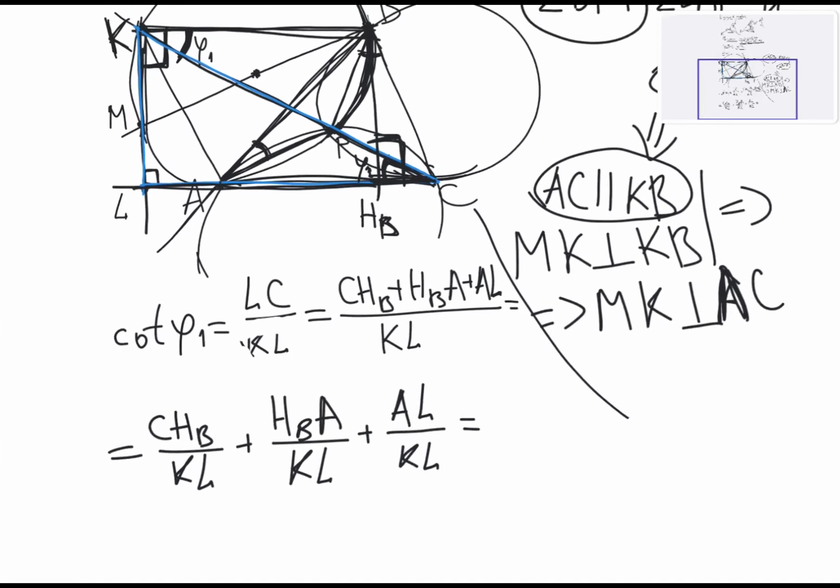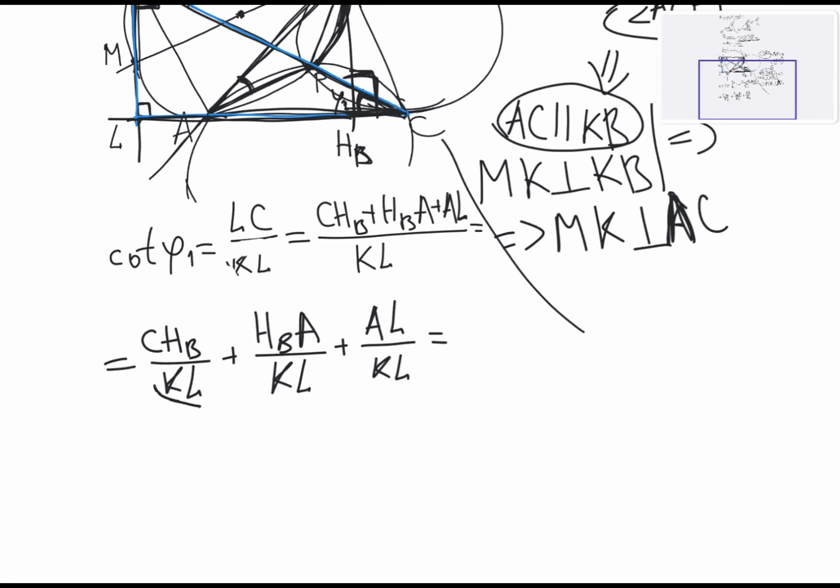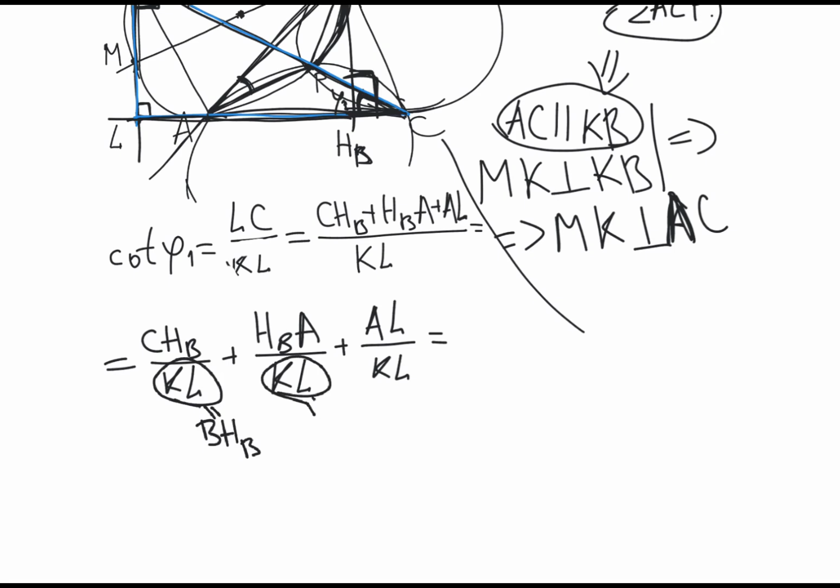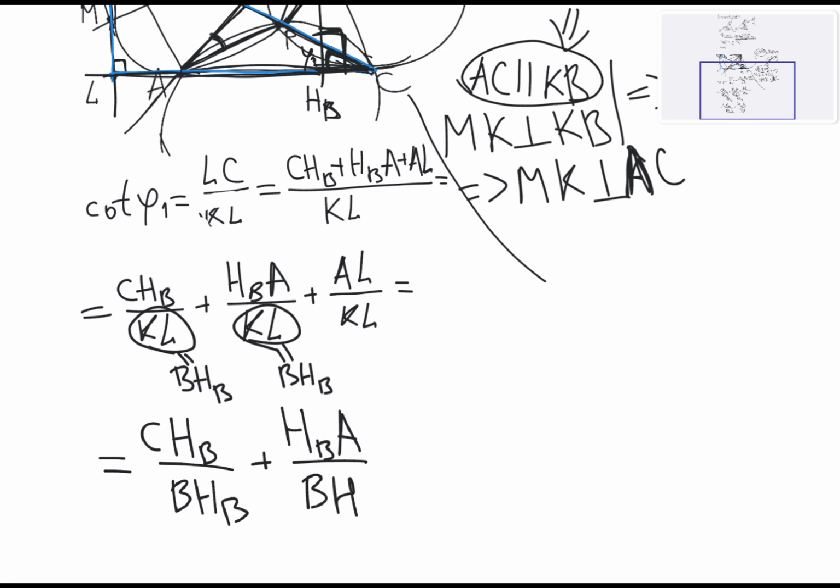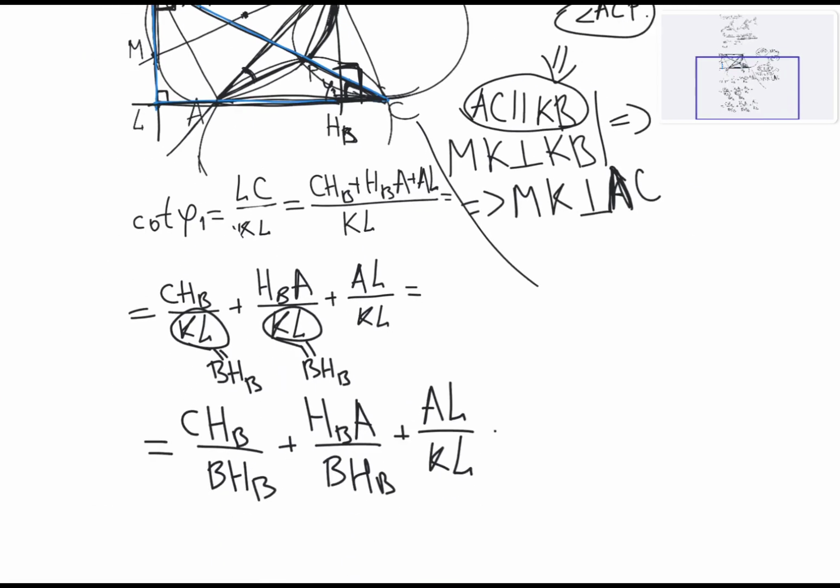So CHB over KL. Here we replace KL with BHB, and this as well. So let's rewrite this. This would be equal to CHB over BHB plus HBA over BHB plus AL over KL. This we keep as this for now. So now let's look at the picture.